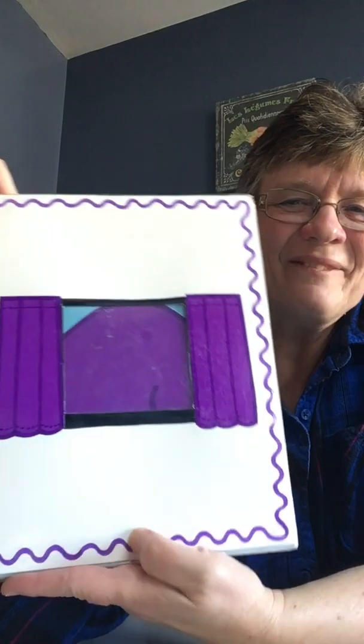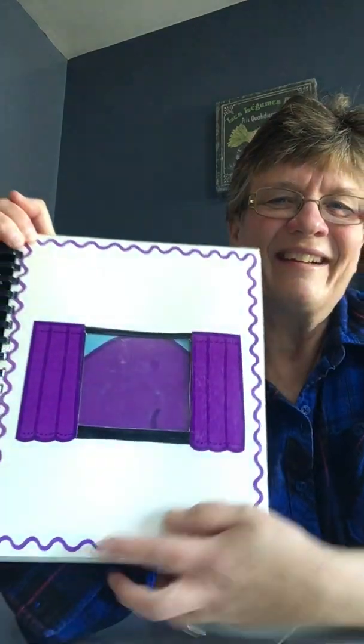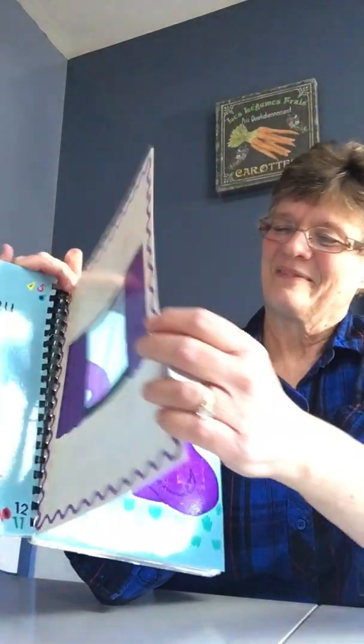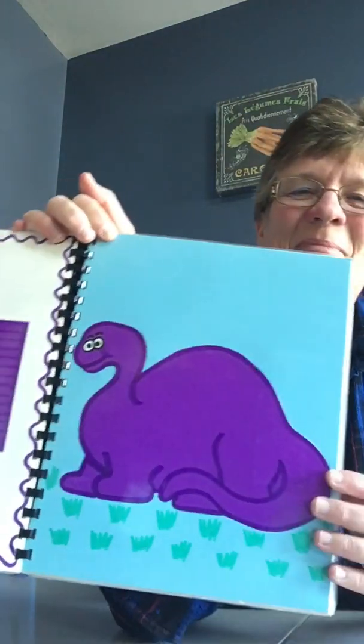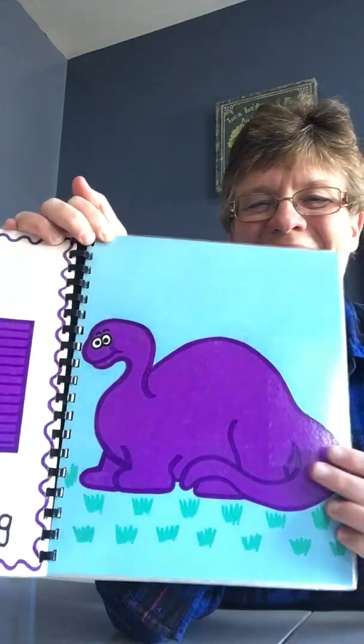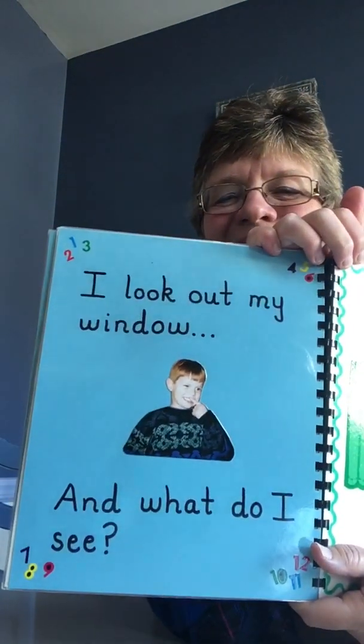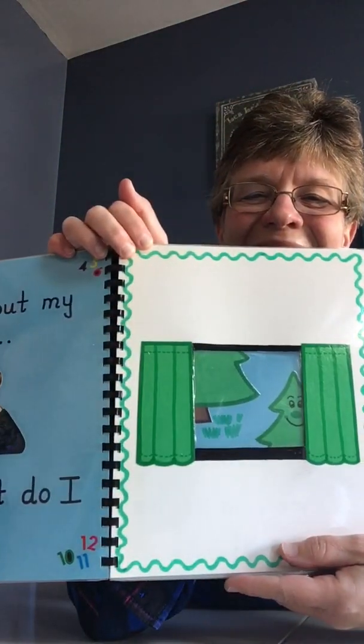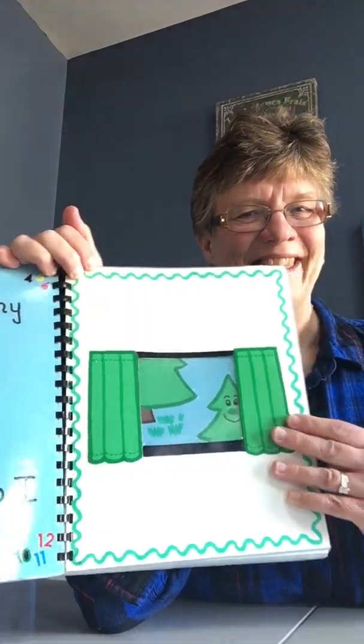I looked out my window, and what did I see? I wonder what that is out there. Let's look and see. I saw one purple dinosaur smiling at me. I look out my window, and what do I see? What are those, do you think?